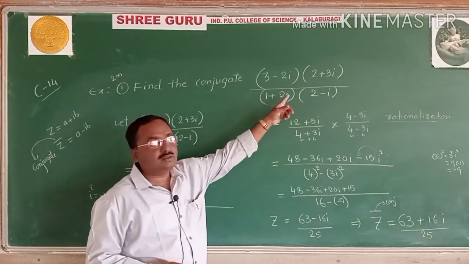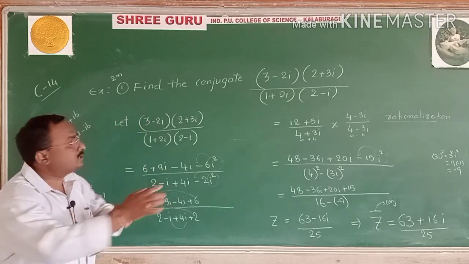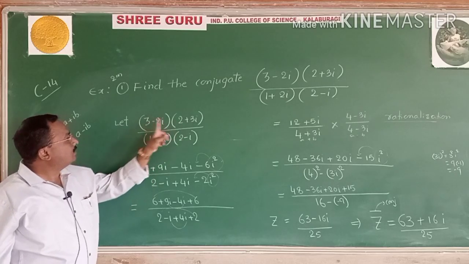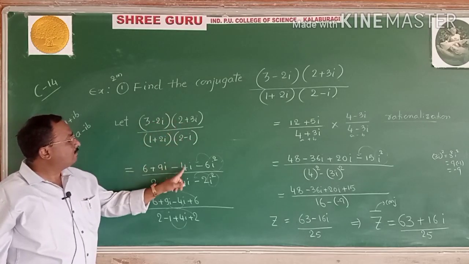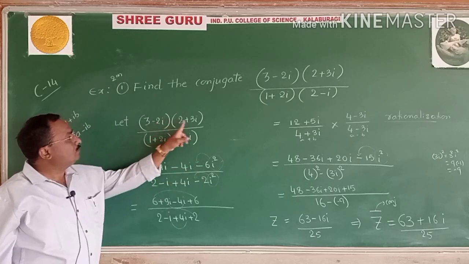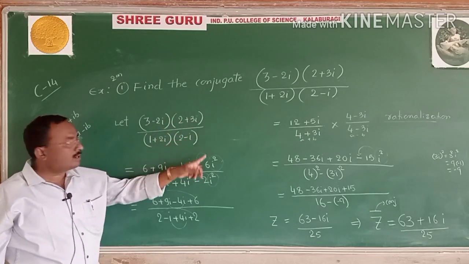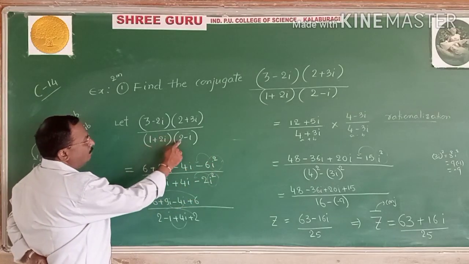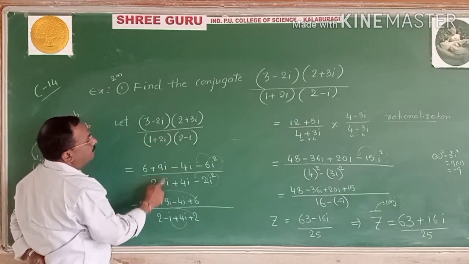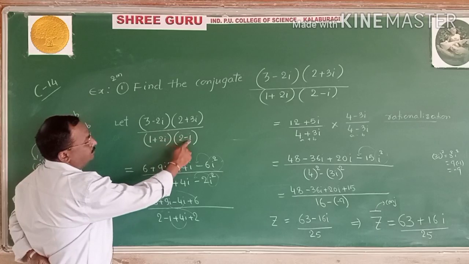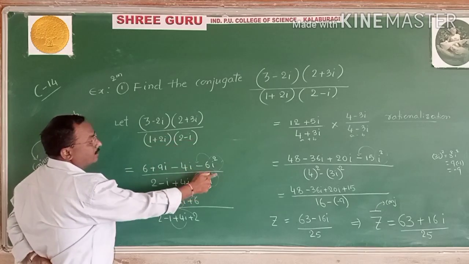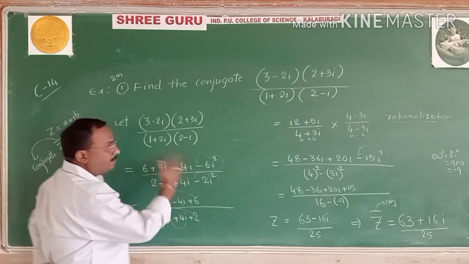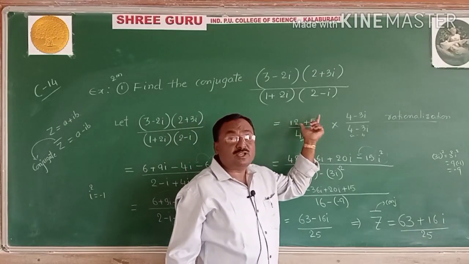Find the conjugate of this one. This is incomplete complex, make it complete. Product of numerator, product of denominator: 3 2s are 6, 3 3s are 9i, minus 4i, minus 2 into 3 is 6 times i into i square. What is the i square value? Minus 1. Denominator: 1 into 2 is 2, 1 into minus i, 2 2s are 4i, plus minus 2i into i square. I square value is minus 1. Minus plus. Separate real part and imaginary part.